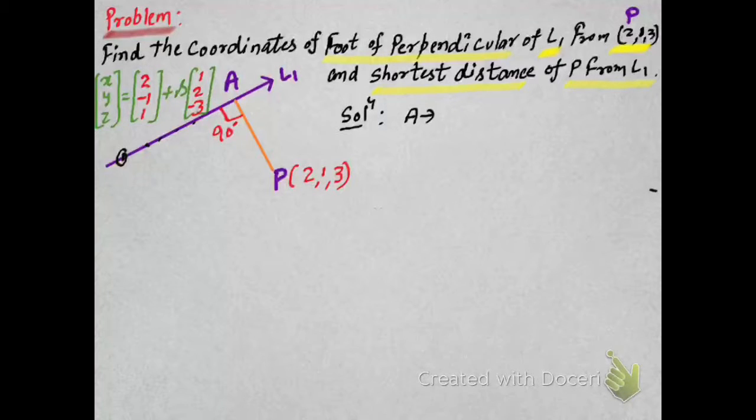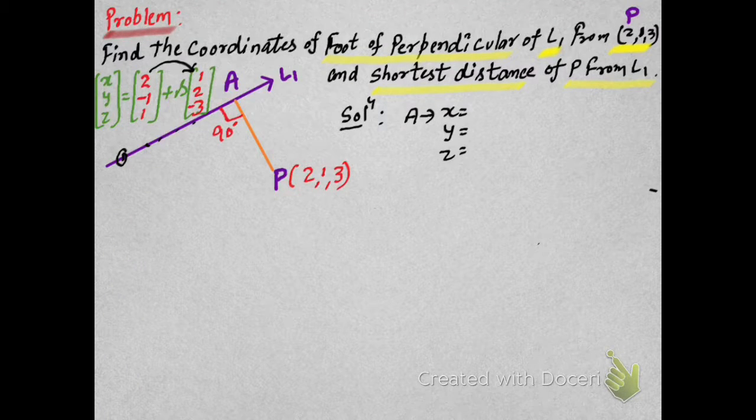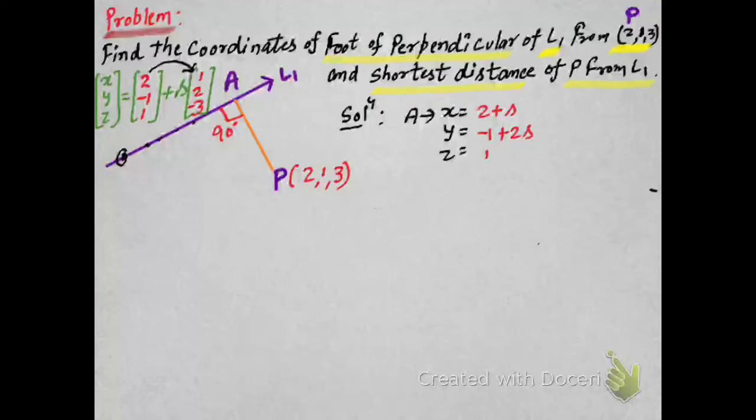So here I'm getting from my equation, X equals 2 plus 1 into S. Okay, so X, Y and Z, similarly we can get all three. X would be 2 plus S, Y would be negative 1 plus 2S, and Z would be 1 minus 3S. Okay, now we got A.